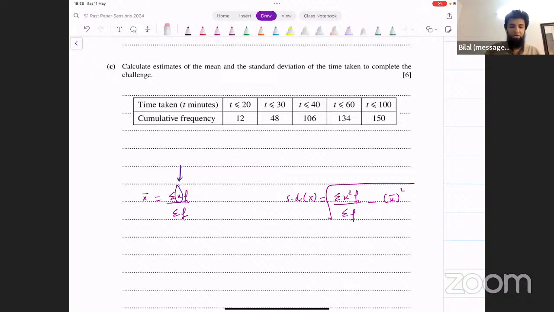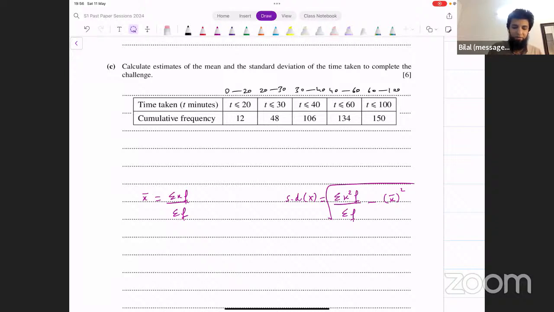Now, the problem is we don't have intervals here. We just have one-sided inequalities like this. So we want a normal frequency table for this data. How would we do that? The intervals are going to look like this. It's time. Time has to start from 0, right? And the first interval is until 20. We can say the first interval, therefore, should be from 0 to 20. And then the next one would be from 20 to 30, and then 30 to 40, and then 40 to 60, and then 60 to 100.